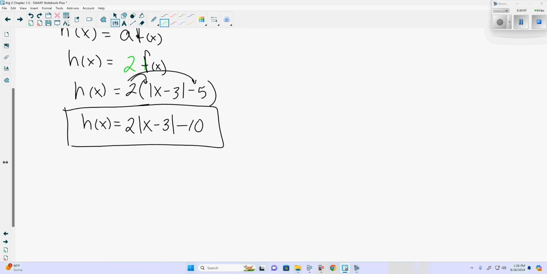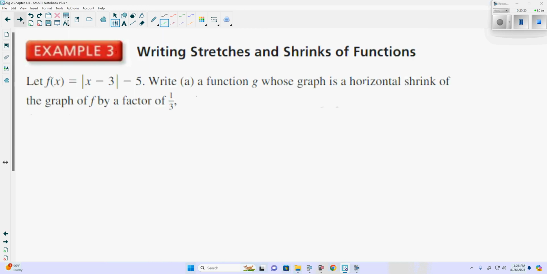Questions on this here? What do we think is vertical stretch and shrink so far? Not too bad. All right. Let's look at the next one.